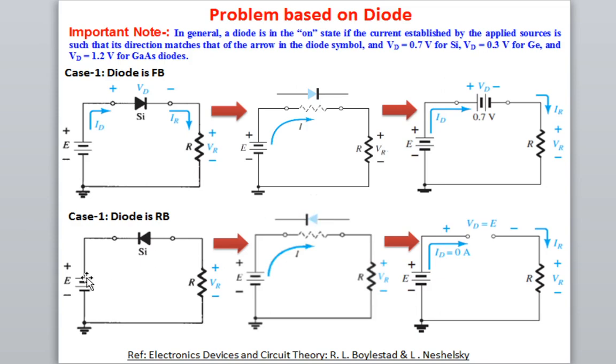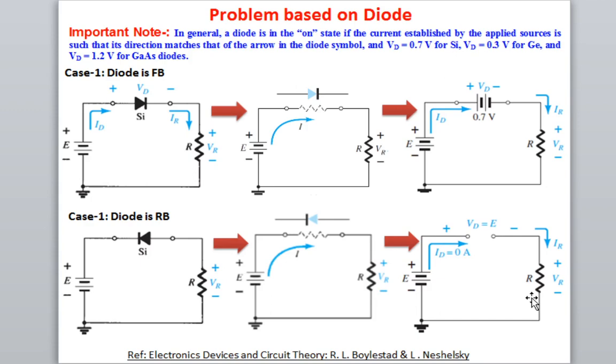Obviously you can understand that the positive terminal of the battery is connected with the n-type semiconductor, so the diode is in reverse bias. If the diode is in reverse bias, that means it is infinite resistance, so current will not flow. So this diode can be assumed as an open circuit. That means it will not allow any current to flow into the circuit. So one can assume the diode current ID will be equal to 0. If ID is equal to 0, then IR will be equal to 0. There will be no voltage drop across the load resistance.